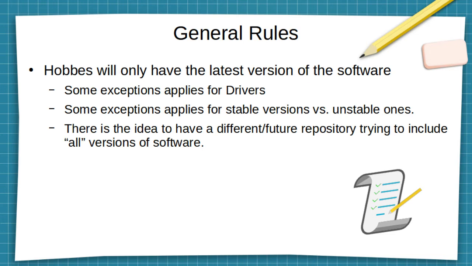And the idea is to have a different, future repository trying to include all versions of software, beside Hobbes. So we're going to have Hobbes with the latest version of the software, and maybe some other site to have everything for OS/2, all the versions, like from 1 to 12, 1, 2, and 3, and going on. So we can also preserve that history of software applications.